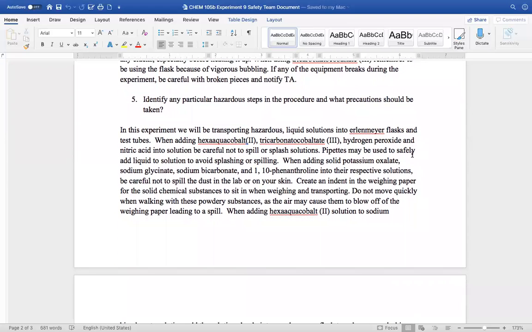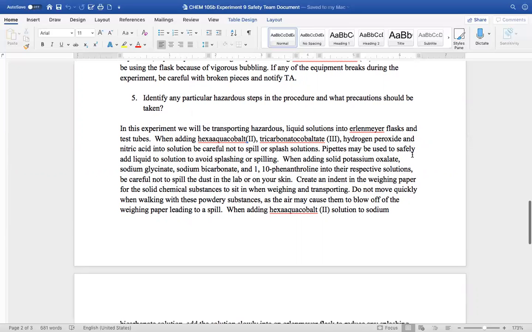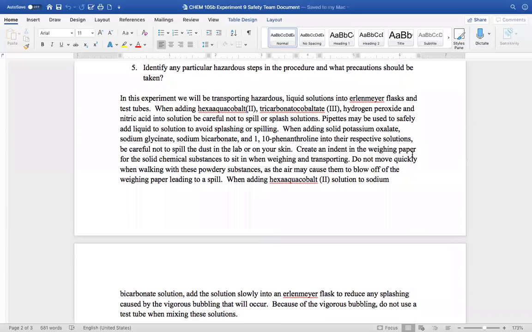Hi, I'm Isaac Talavera, and I'm going to be discussing any hazardous steps in the procedure and the precautions that should be taken, as well as how waste should be handled in the experiment and any other hazards that may come up. Particularly when mixing the liquid solutions, it's important not to allow anything to spill. This involves hexaaqua cobalt, tricarbonate, and hydrogen peroxide and the nitric acid. So to prevent spilling and splashing, it's important to use pipettes to safely add the liquid.